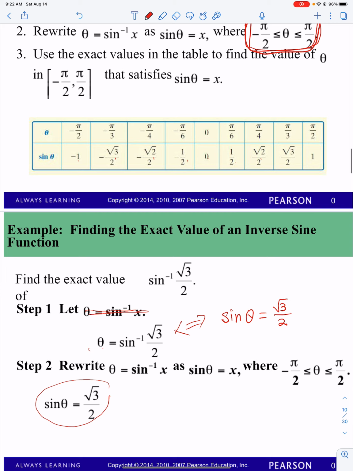So what is the theta? If sine theta equals square root of 3 over 2, what will be the theta? Pi over 3. Okay, so theta equal to pi over 3.